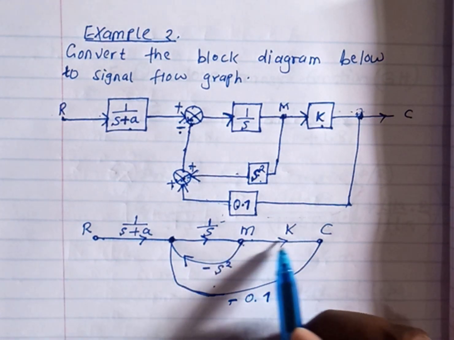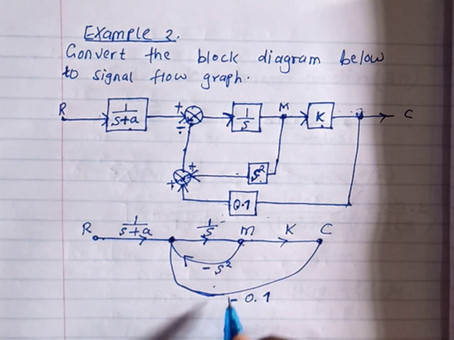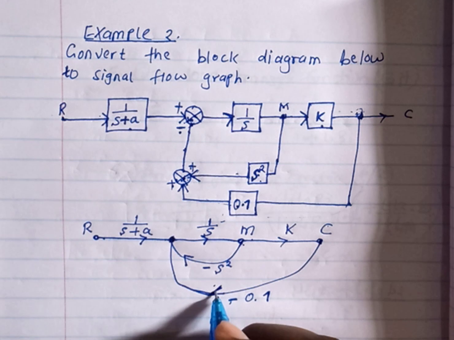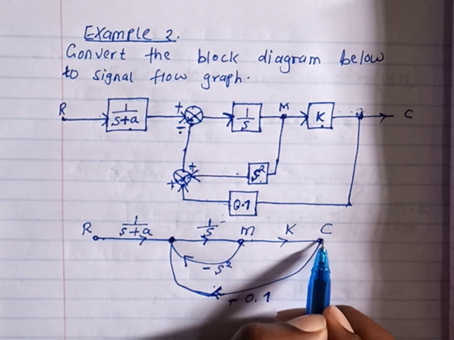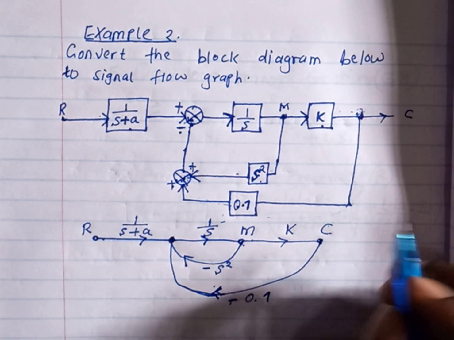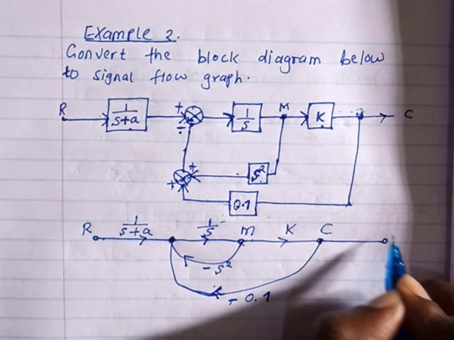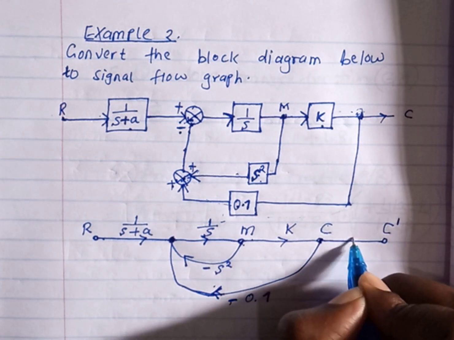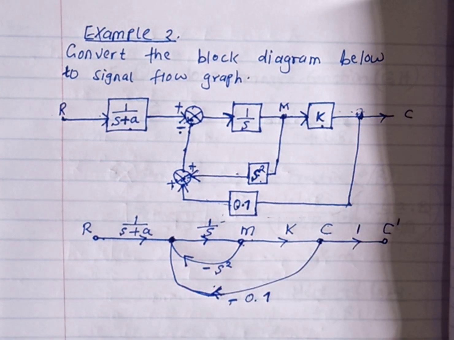Remember we're having this arrow coming towards this output node. Then we are having this one, let me just indicate the direction, coming away from that node. That means this C cannot be our perfect output, and therefore I need to create a sink node like this. Then I indicate this one as C prime, and that C prime will be my output. Then we indicate the value of 1 here. If there is no gain block, in that case, we just indicate 1.